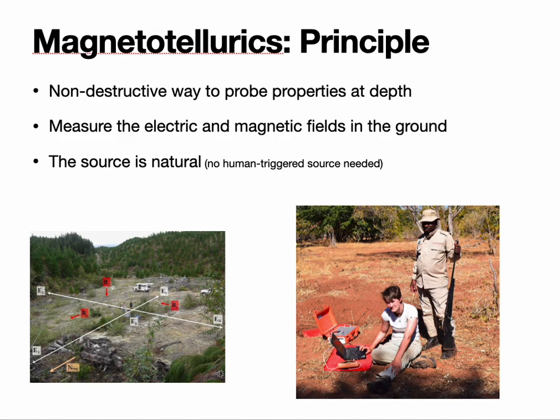The principle is that measurements are made at the surface of the Earth, and these are measurements of the electric field and the magnetic field together. One specificity of this method is that the source that will induce the magnetic field and current is actually natural, so there is no need for human-triggered sources, like in some of the seismic methods and geoelectrics.